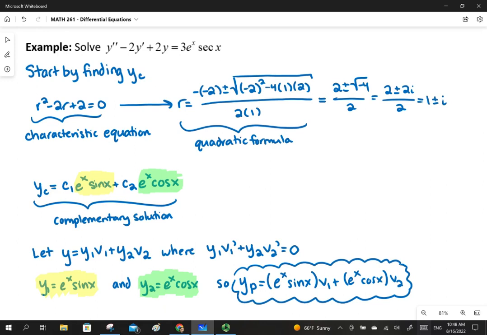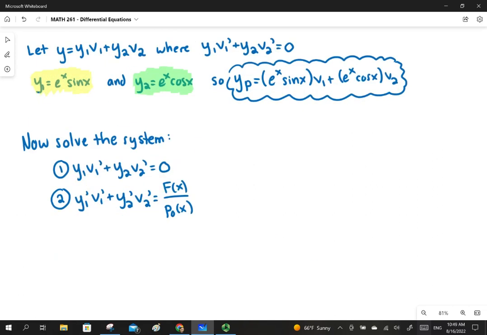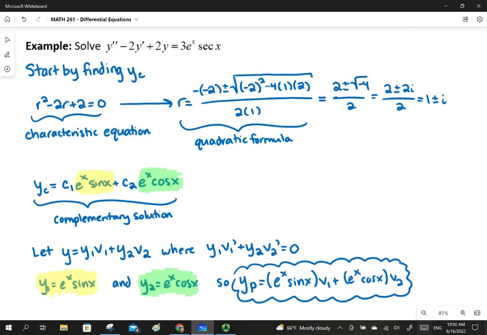Instead, since these problems always follow the same pattern, we are going to jump straight to the system of equations that we need to solve. y1 v1 prime plus y2 v2 prime equals 0. That's our constraint from earlier. And y1 prime v1 prime plus y2 prime v2 prime equals f of x over p naught of x, where f of x is the non-homogeneous term and p naught of x is the coefficient on y double prime.